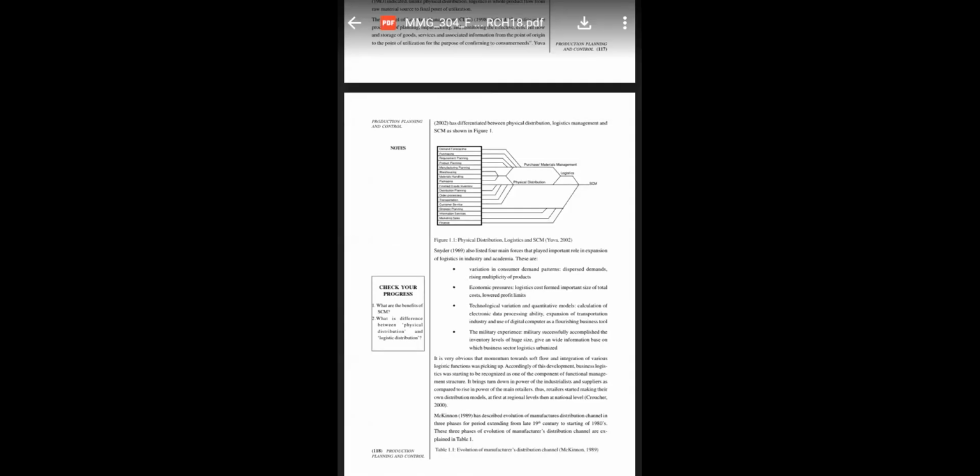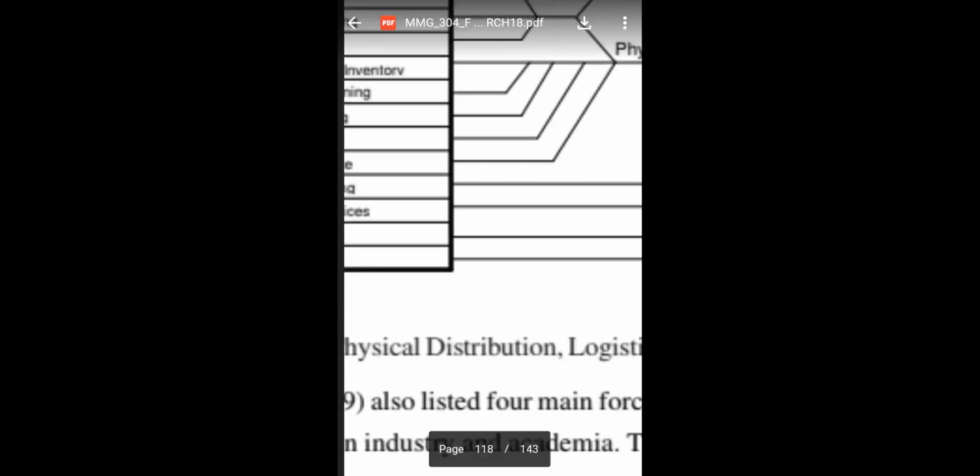Now they have also given an example of supply chain management with the help of material management, physical distribution and logistics. I told you that logistics means what? It's a kind of material management and distribution work. Both things are included in logistics.